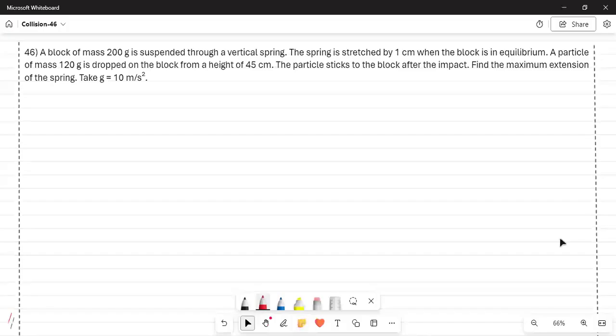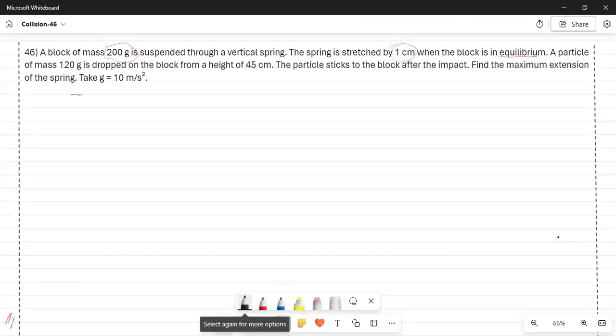Now, let us take this example. This is example 46 of your textbook, which says that a block of mass 200 gram is suspended through a vertical spring. The spring is stretched by 1 centimeter when the block is in equilibrium. This is the first statement. So, what is happening?